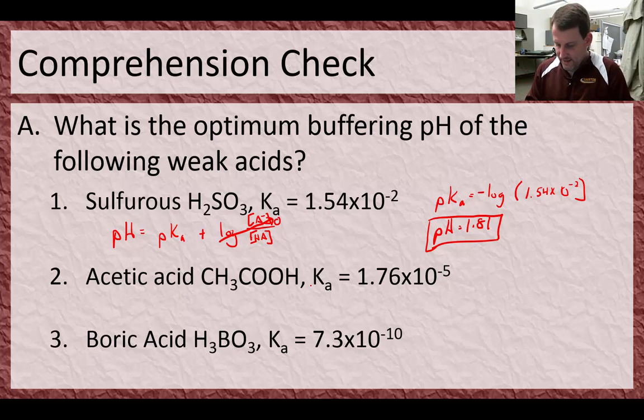All right, so acetic acid would be 1.76 times 10 to the minus 5. And we take a log of that, and we find that its optimum pH is equal to 4.75. So if you're looking for a buffer with a pH around 4.75, acetic acid would be great to use. If you need a buffer around 2, you wouldn't want to use this acid, you'd want to use sulfurous.